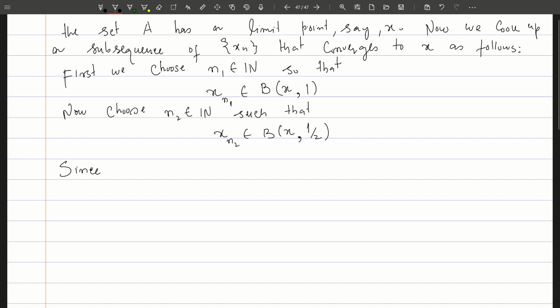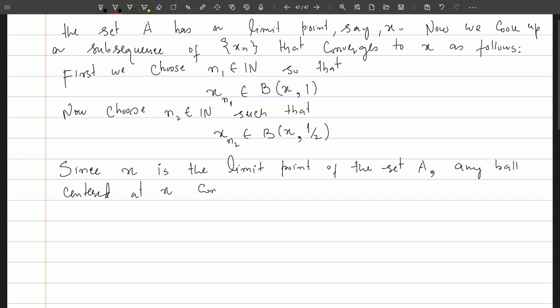Since x is the limit point of the set A, any ball centered at x consists of at least one point of A different from x. So we can continue this process indefinitely.